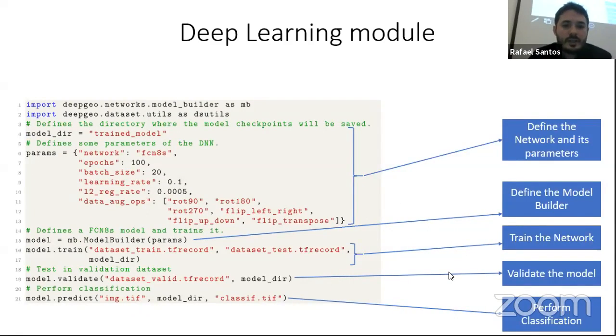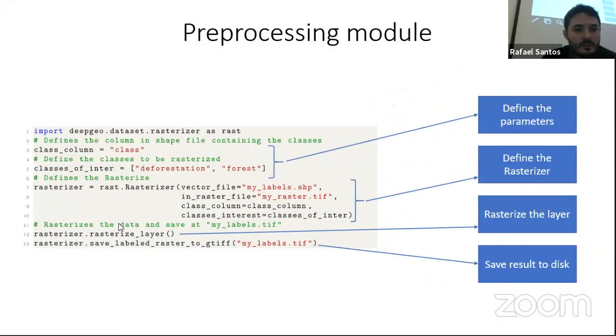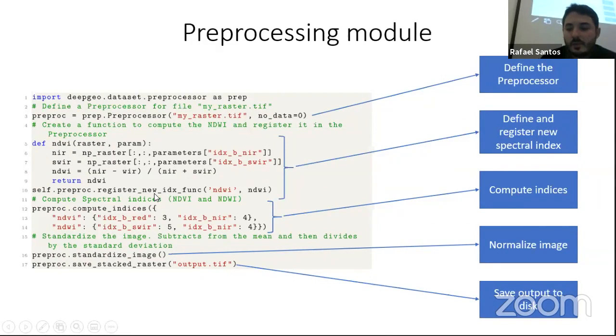Okay, so here is a very simple example of how to define and train a deep neural network. In this example, we are training an FCN8S proposed in Long's paper. And if you need to perform data augmentation or any regularization strategy to avoid overfitting, you can just define which data augmentation operations you want and define the parameters of the regularization strategy. Or you can also define a new neural network and register it in the same way as we registered here in the preprocessing module.